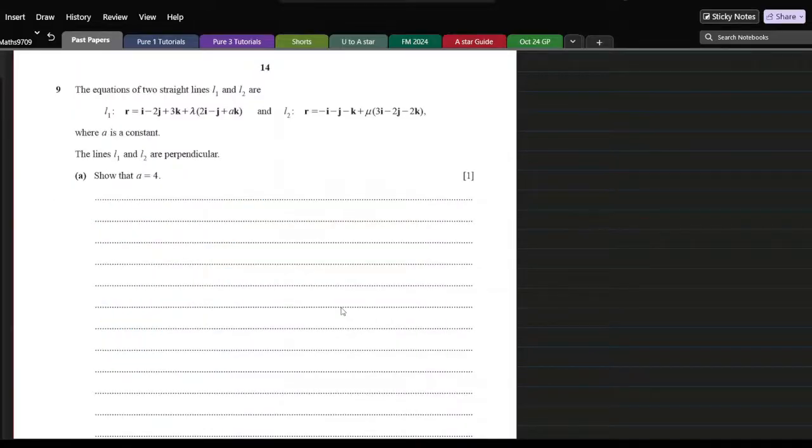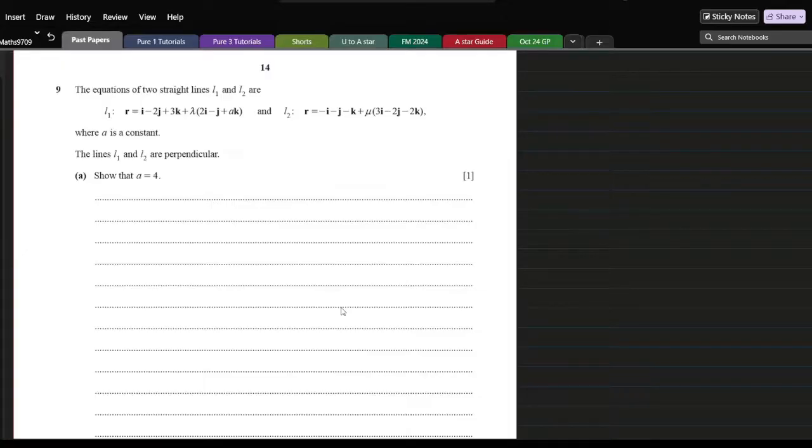Number 9. The equations of two straight lines L1 and L2 are L1: r equals i minus 2j plus 3k plus lambda times (2i minus j plus ak), and L2: r is equal to negative i negative j negative k plus mu times (3i minus 2j minus 2k), where a is a constant. The lines L1 and L2 are perpendicular.